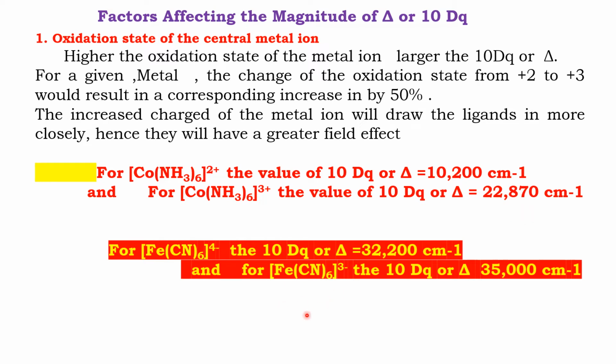See another example. I have [Fe(CN)6]4-. In this particular complex, the ion is in the +2 oxidation state, while here the ion is in the +3 oxidation state: [Fe(CN)6]3-. See the value? For the first compound it is 32,200, while for the second compound it is 35,000. So we could say, as the oxidation state of the central metal ion increases, the 10Dq value increases. Take down.